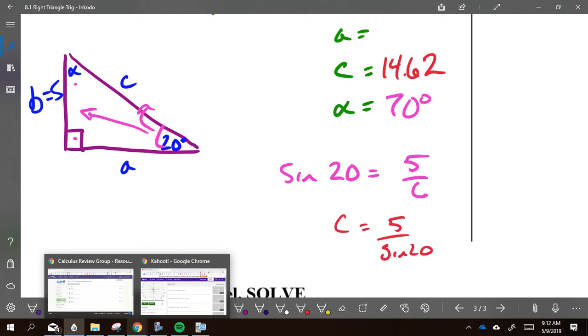Yes, sir? Are we just assuming we're working with a right triangle? Yes, I stated that beforehand. Yep. No, you're good. I stated it was a right triangle at the beginning. I should put that in the directions.